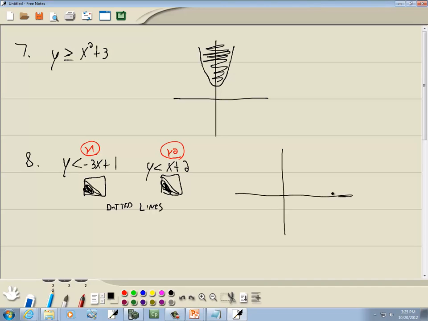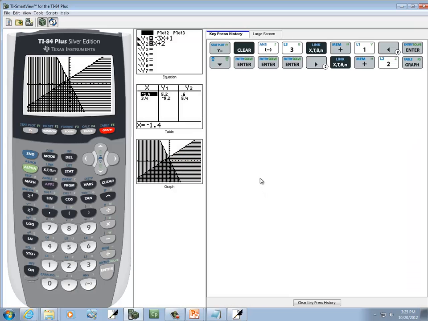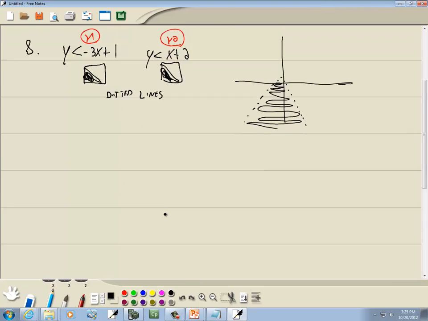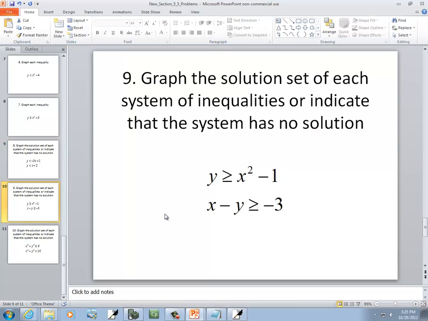And we're using dotted lines. It looks like that one goes like that, and this one goes down like that. And where they're both shaded is right in here. So that's our answer. Let's look at our next one.